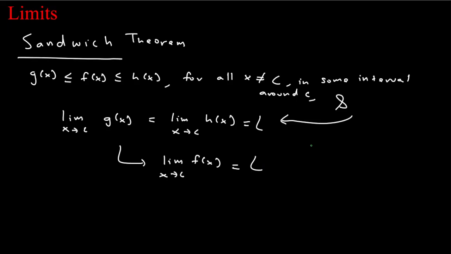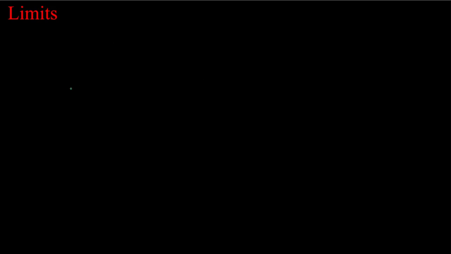So, what is this exactly? Let's look at an example. Find the limit as x tends to 0 of x squared times sine 1 over x. Now, here we have two functions. We have x squared and sine 1 over x, right? That are sort of combined in here.